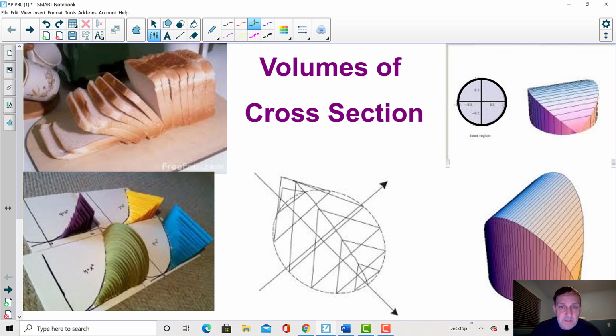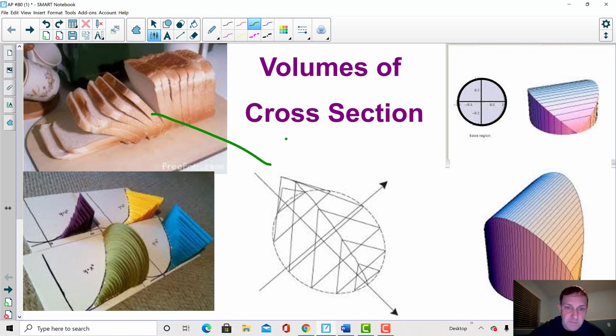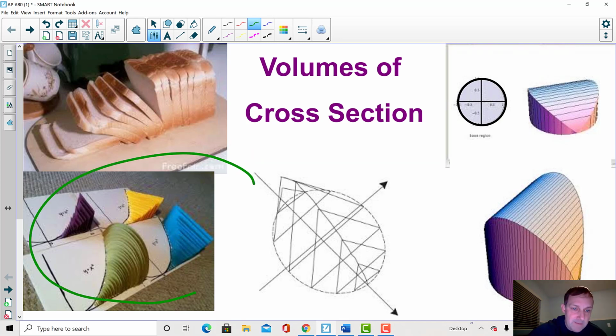We're going to take a look at the last types of volumes that we're going to do in calculus, which is volumes of cross section. One example you can see over here is if the cross sections were squares, it's kind of like a loaf of bread. If you took one of those pieces of bread, it would just be a square. Down here, we have an example of all kinds of things. You have squares here, triangles here, you have semicircles here, and you have rectangles over here.